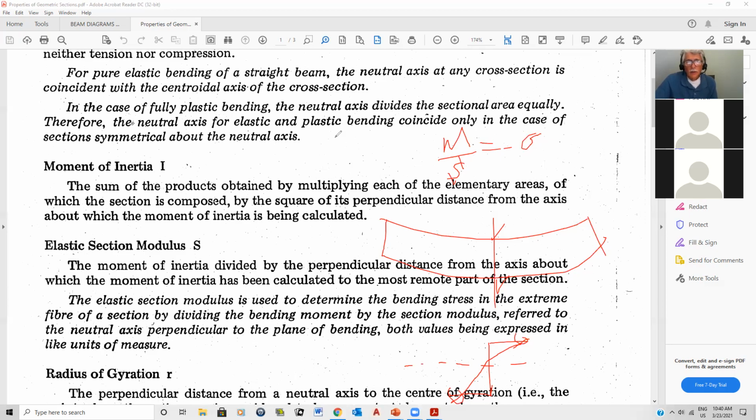And of course, S, the section modulus, is equal to I over C. That's what it is for rectangular, and therefore it's very easy to calculate the section modulus for rectangular, since C is the distance from the neutral axis to the outermost fiber. And this is one that I found really interesting.